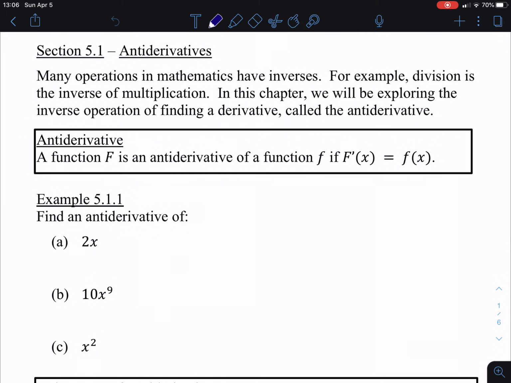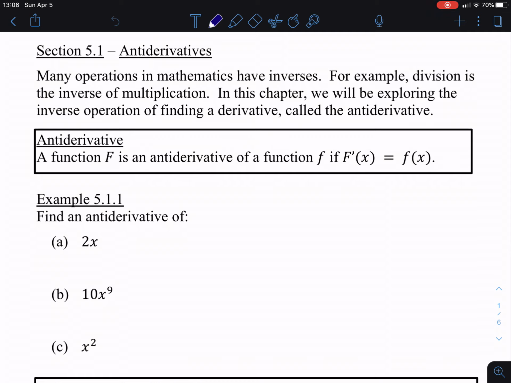In mathematics, many operations have inverses. These are operations that undo each other. For instance, division and multiplication, or addition and subtraction. So as we go into this next phase of calculus, we're going to be exploring the inverse operation of a derivative, which rather not uniquely is called the antiderivative.